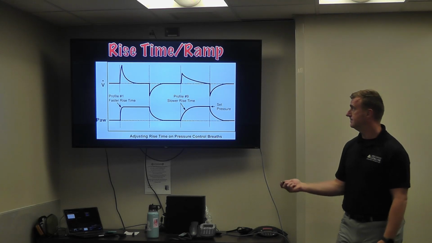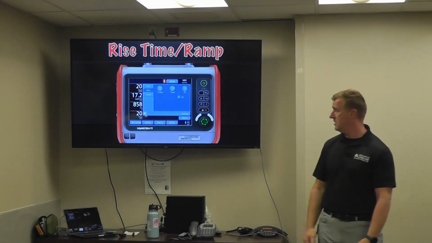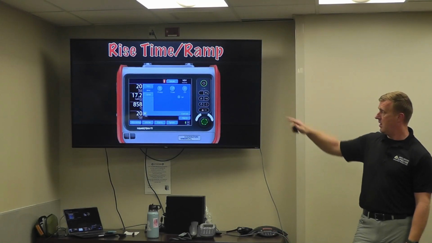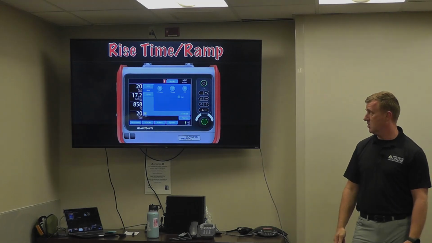Make sense? All right, so this is what it looks like on the T1, and we'll go over this in a second, but it's under our more settings, and it's called P-ramp.